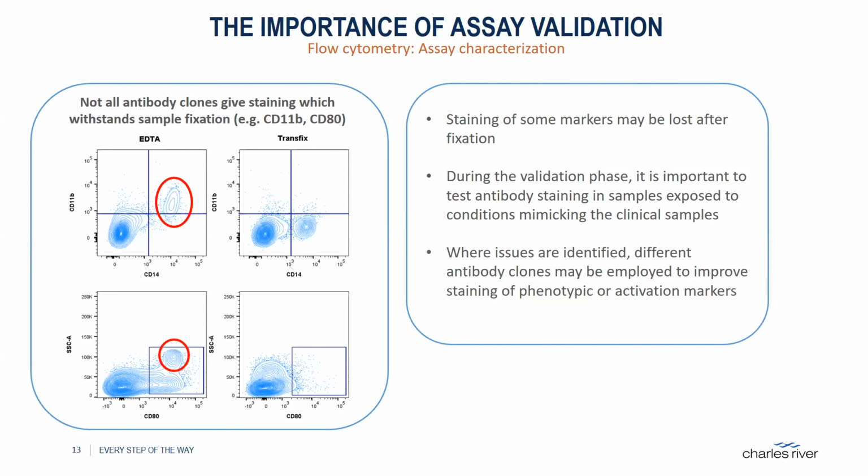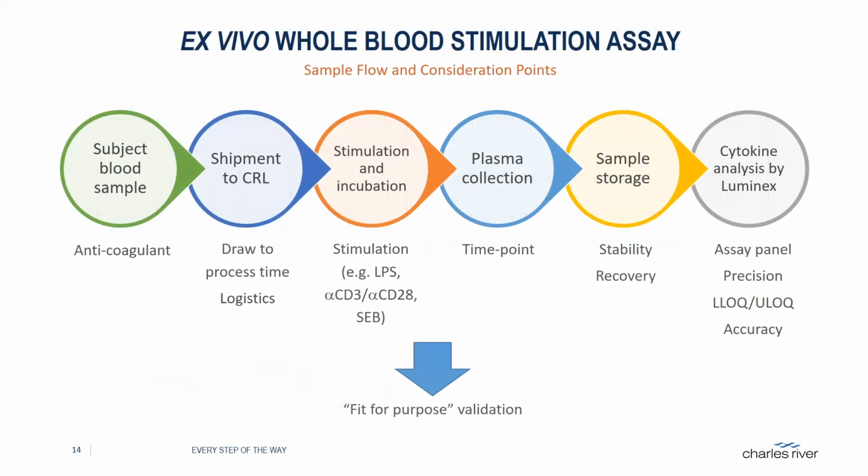So during the validation, you need to mimic as closely as possible what the trial samples are going to be exposed to. So I'd now like to move on to an example of an ex vivo whole blood stimulation assay, where the readout ultimately is quantification using Luminex. But again, we needed to think through the process from blood collection from the trial subject through to any shipment and delay in the draw to processing time. There was an activation phase in the assays I'm about to describe.